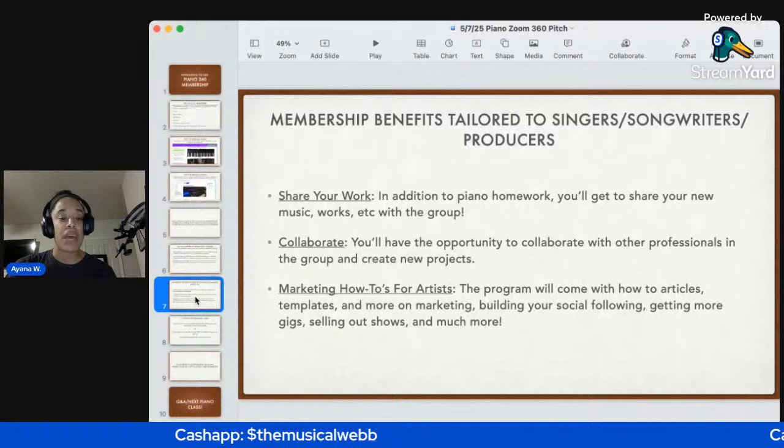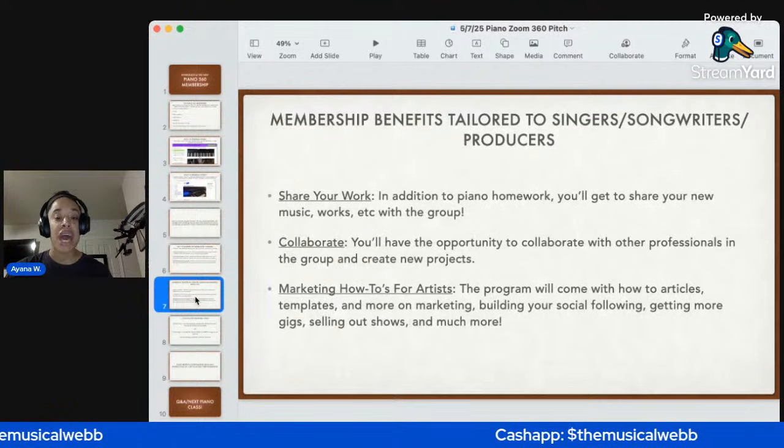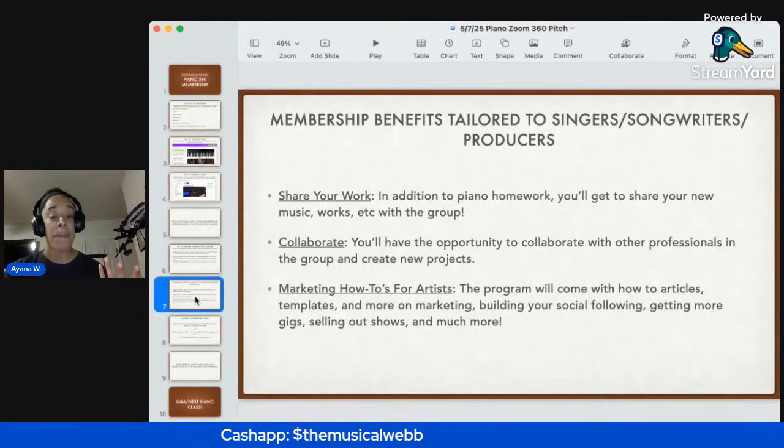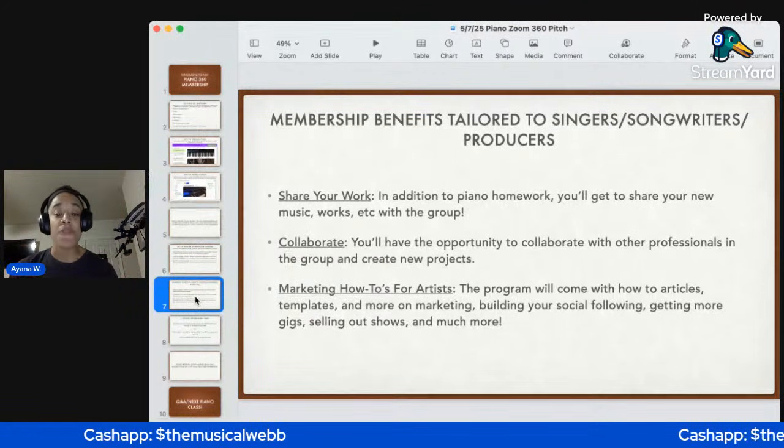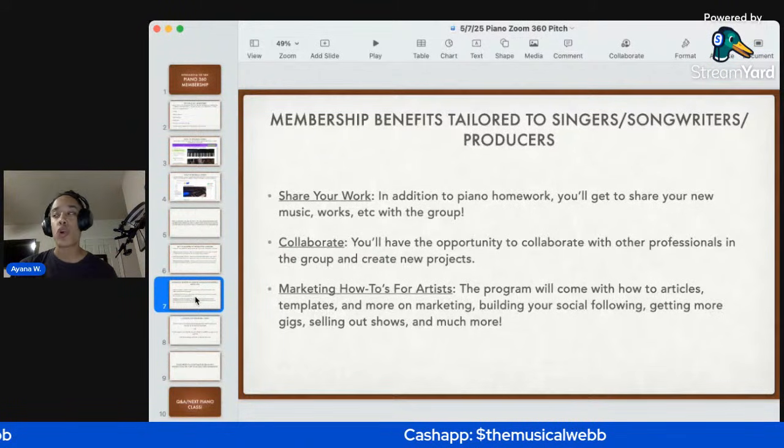And you also get marketing how-tos for artists. So the program is going to come with how-to articles, templates, and more on topics like marketing, building your social following as an artist, getting more gigs, selling out shows, and much more. I'm actually going to be building that starting next week, but it's going to be in there.